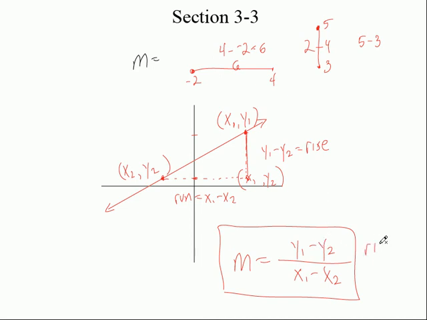Because this is rise. Rise is the y-axis, isn't it? It goes up and down. What's the run? The run is the x-axis. So rise over run, it's y over x.